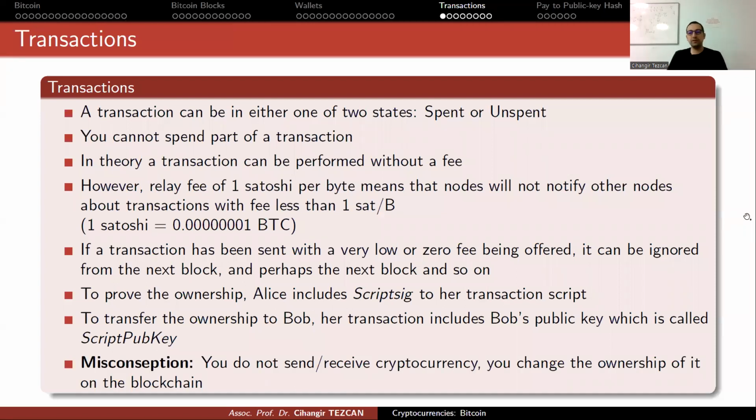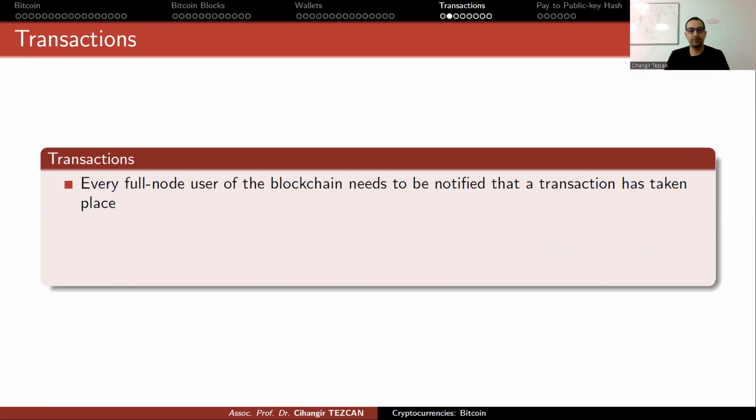Okay. So here the misconception is that you do not send this cryptocurrency, you just change the ownership of it on the blockchain. This is important. A transaction actually says that now the owner is this person. So you don't receive it to your wallet or keep it in your laptop or something like that. That is the main misconception.